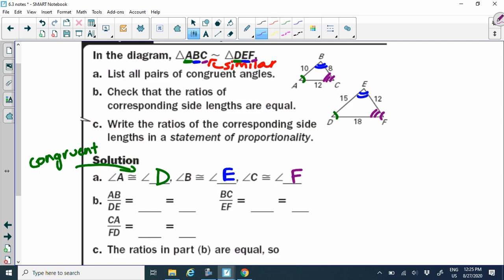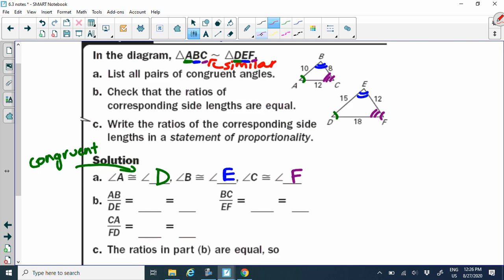So we can use what they gave us here. They said AB over DE. Now, how do they know it's going to be AB over DE? They're already giving it to you. However, sometimes that might not be the case. Notice that in our first triangle, AB are the first and second letters. In our second triangle, DE are the first and second letters. So you need to follow the order.